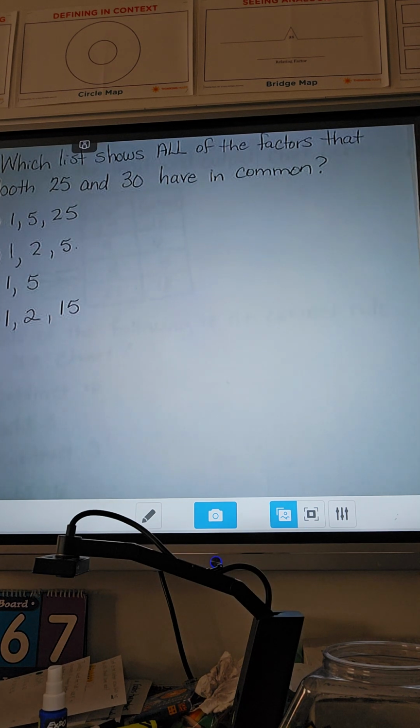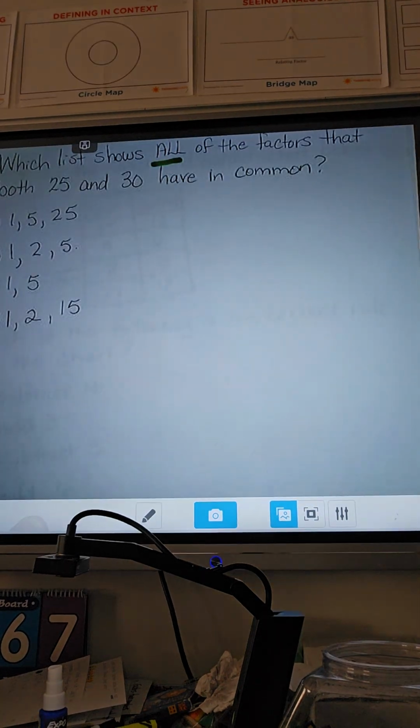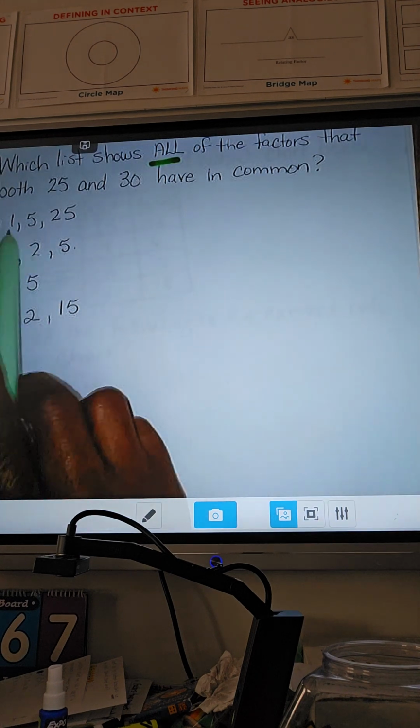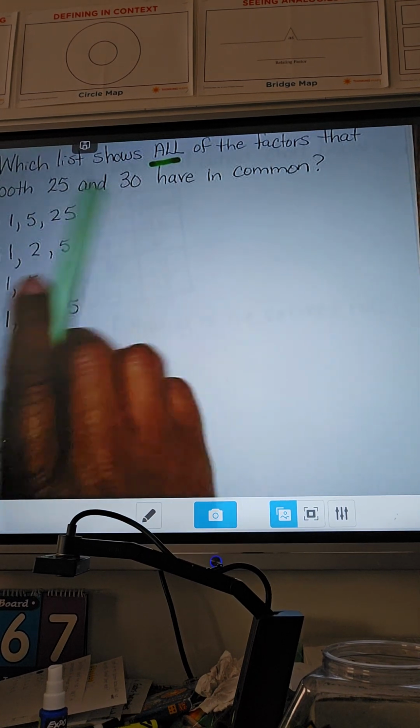All right, so this says, which list shows all of the factors that both 25 and 30 have in common? It says all factors that both numbers have in common. So in order to do this, you've got to find the factors. You just can't say, oh, probably 1, 5, and 25. Well, you've got to actually work through these problems to find the factors.